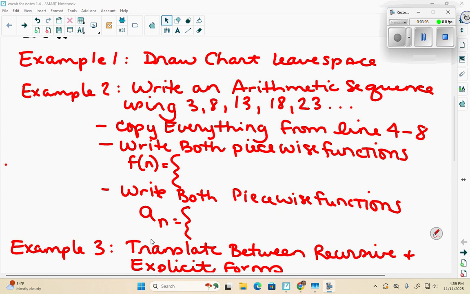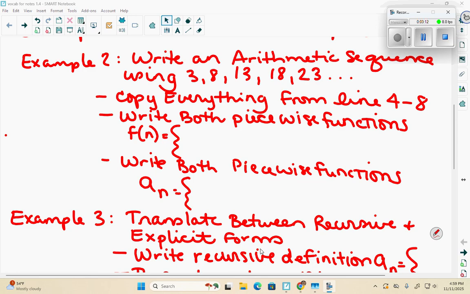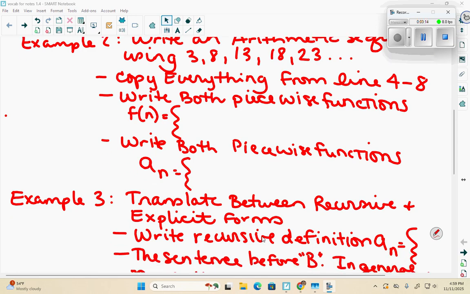Okay, so now you're going on to example 3, which is on page 33. You're going to write this sentence exactly how it is right here. So you're going to write translate between recursive and explicit forms. That's just labeling example 3, what we're doing. So I want you to write that sentence.